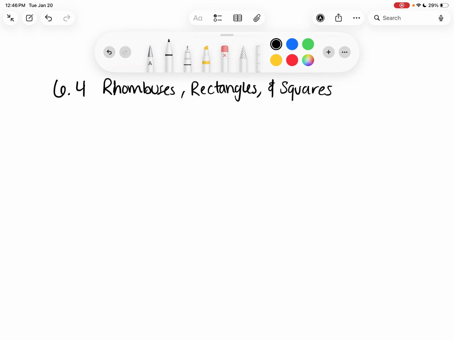For any rectangle ABCD, decide whether the statement is always, sometimes, or never true. Draw a sketch and explain your answers. So number 12 says angle A is congruent to angle B. So we're doing this for a rectangle, so I'm going to draw one here. So it says rectangle ABCD.